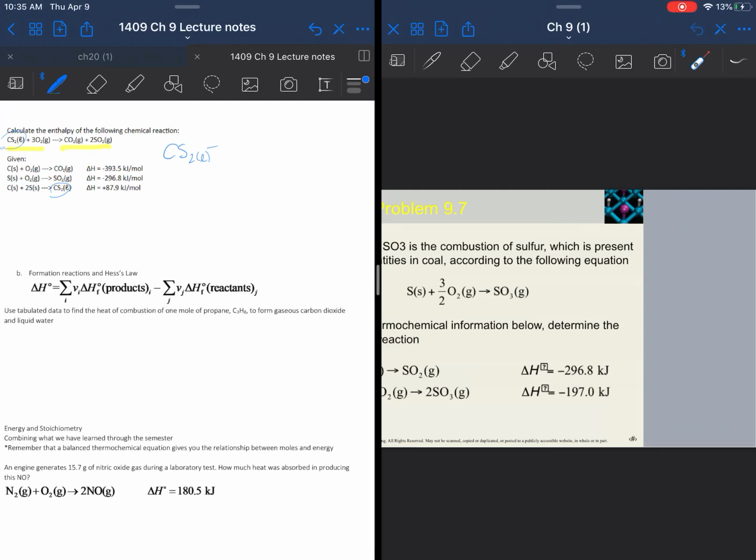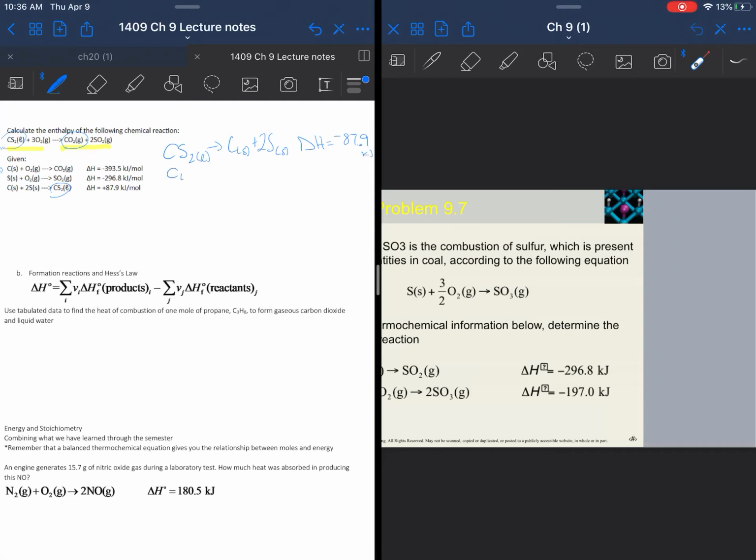Now, where can I find CS2? It's in the 3rd equation, and it's on the product side. So I'm going to have to flip it. I want the CS2 to be on the starting material side, and then the carbon and the sulfur will be on the product side. Now, since I flipped it, that means I have to change the sign. Positive 87.9 becomes negative 87.9 kilojoules. I didn't multiply or divide, so it's just a change in the sign.